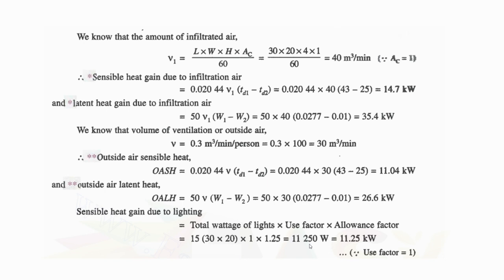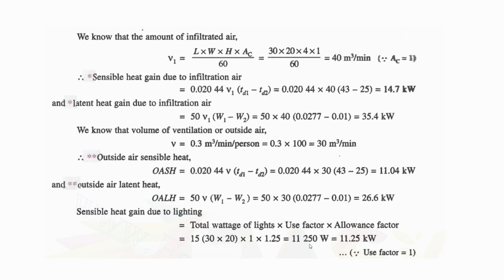Here we know the volume of ventilation air from the outside air, which is the fresh air required, is 0.3 meter cube per minute per person, as given. So for the total persons, it will come out to 30 meter cube per minute. Now we have to calculate the outside air sensible heat and outside air latent heat. Outside air sensible heat we will get 11.04. This formula is the same as for infiltration. We just have to put the value of fresh air in terms of volume flow. So here you will get the outside air sensible heat and outside air latent heat.